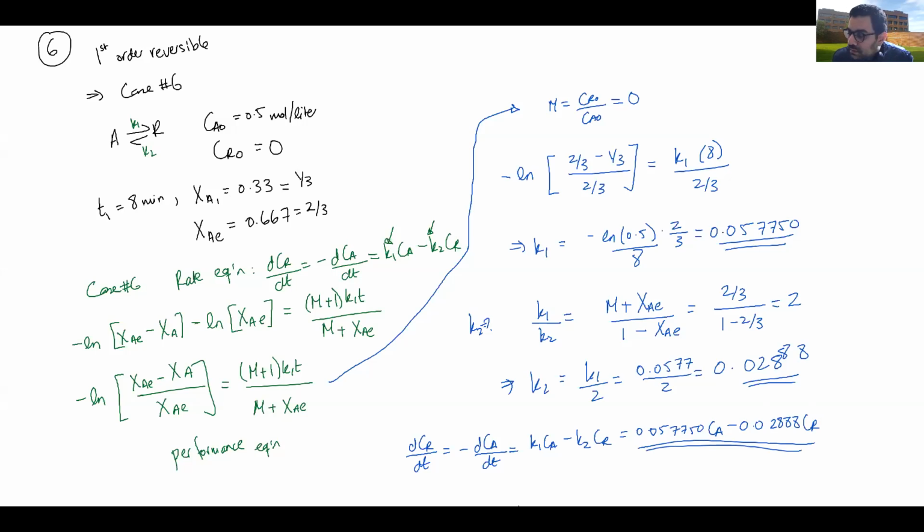Which one was the 6? Okay, let's look at problem number 7. How many problems? This homework doesn't end, right? Not too long. Okay.